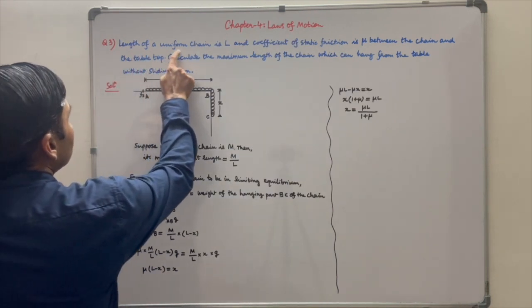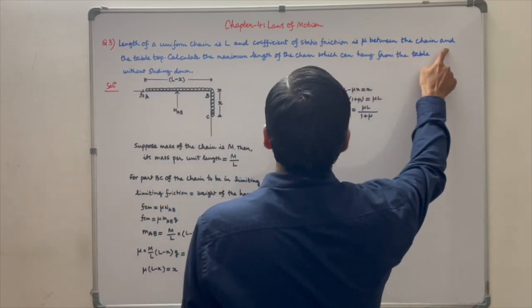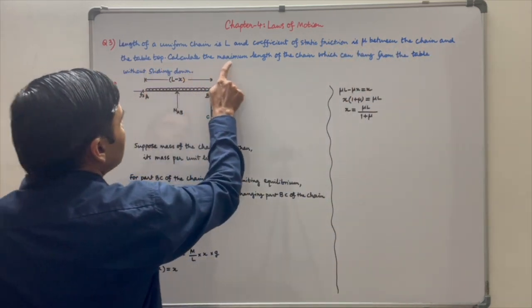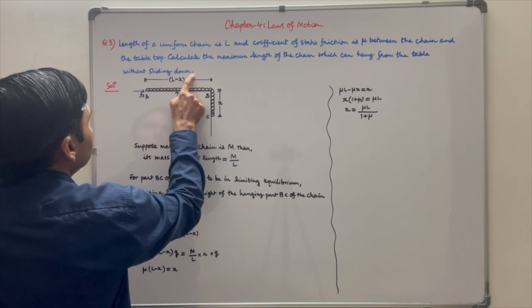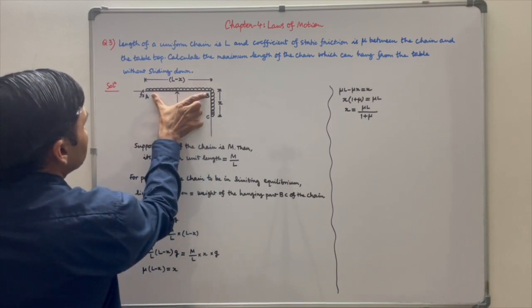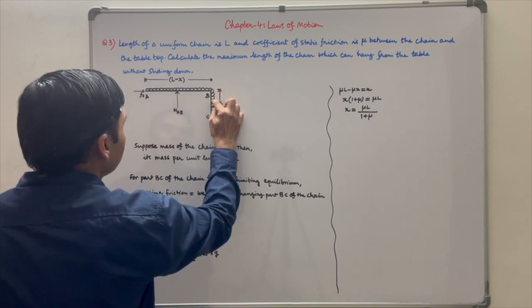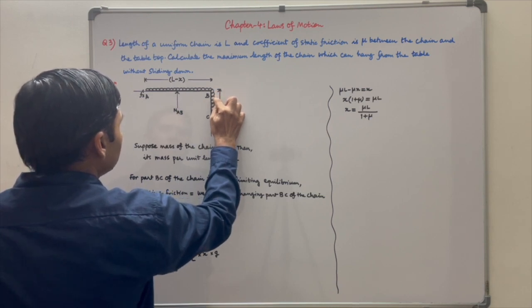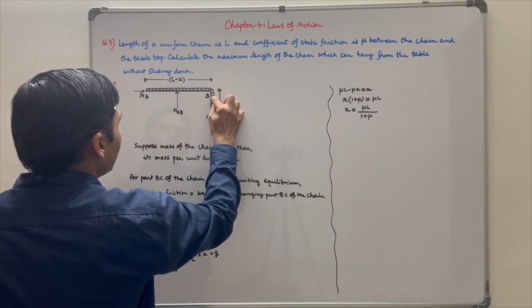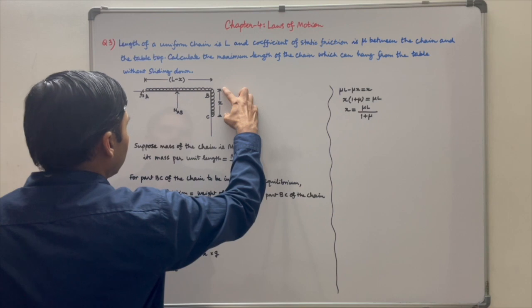Third question: length of a uniform chain is L and coefficient of static friction is mu between the chain and the tabletop. Calculate the maximum length of the chain which can hang from the table without sliding down. Suppose initially the chain was completely on the table. You hold its one end and start dragging it down the table slowly. As the hanging part keeps increasing, its weight also keeps increasing. At a certain point of time, due to increasing weight, this chain starts sliding down on its own. We have to calculate that maximum length of the hanging part x.